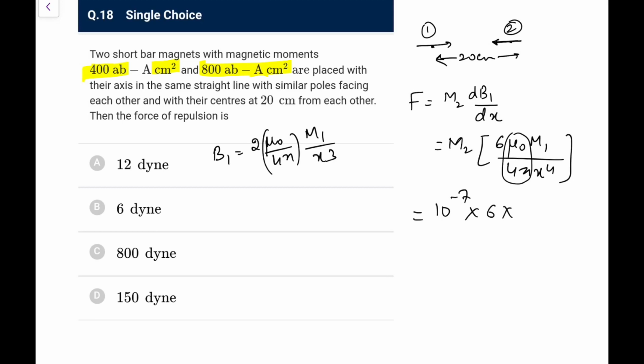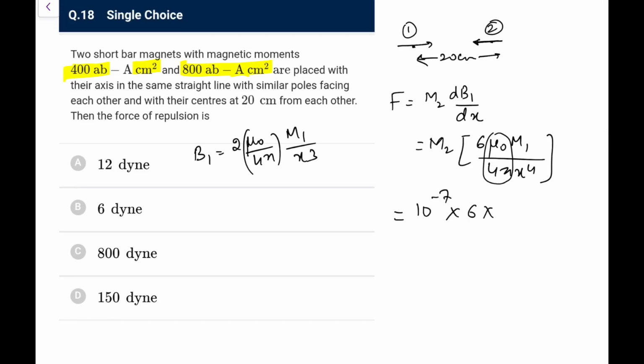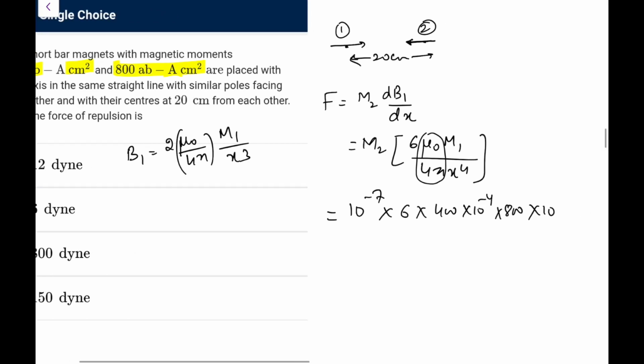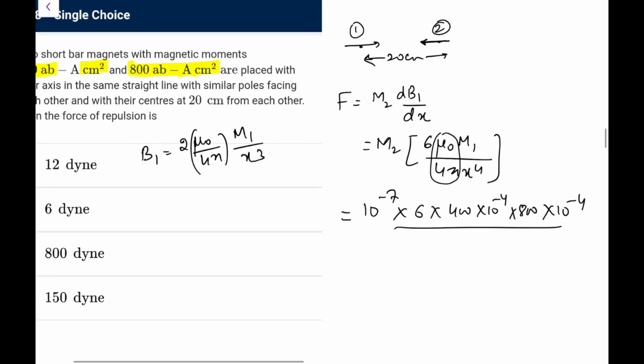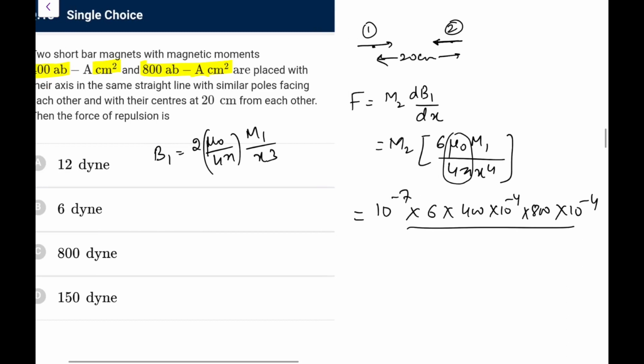Typically what we write as I into A, so it would be converted into a SI unit. Converting, 400 into 10 to the power minus 4 into 800 into 10 to the power minus 4. I think there is some mistake here, and 20 centimeter square, 20 means 0.2 to the power 4. So what we are left with, 4, 4, 8, 8 and 7, 15, 15 and this 4, so 10 to the power minus 11.